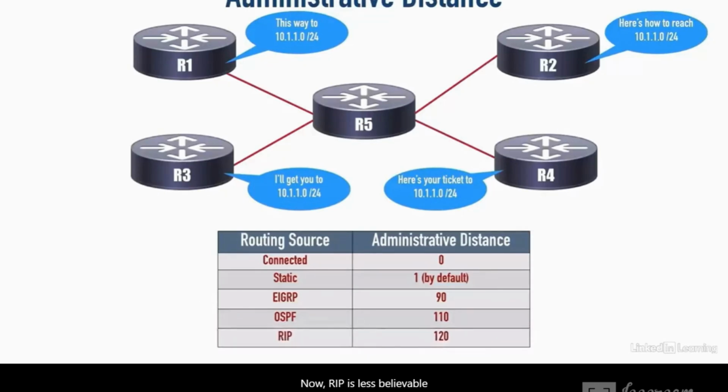Now, RIP is less believable still with an AD of 120. So that's another comparison between OSPF and EIGRP specifically. EIGRP is a little bit more believable.